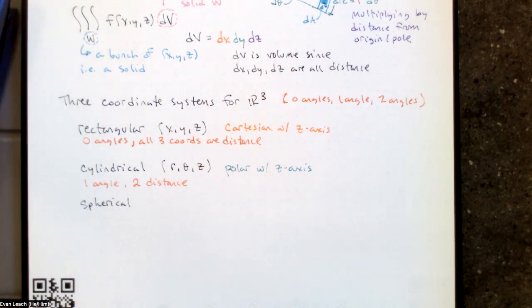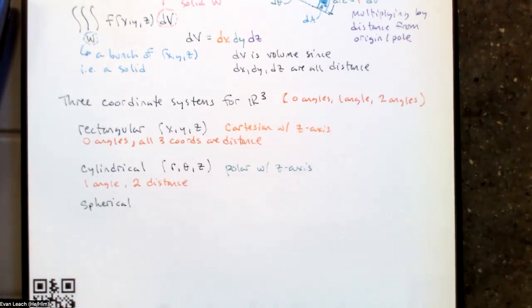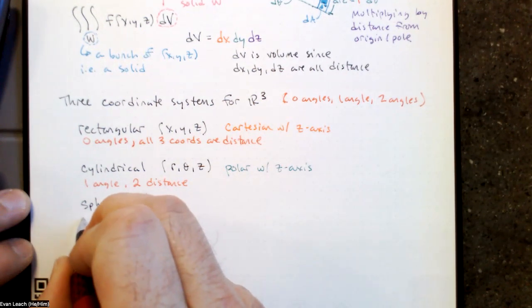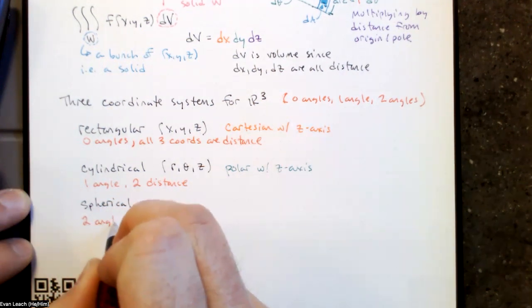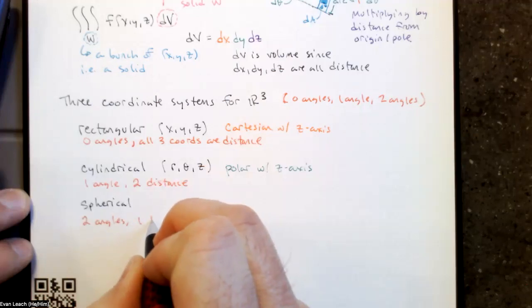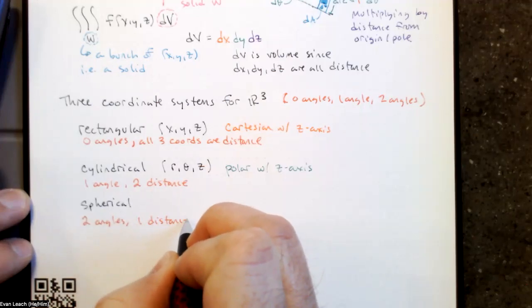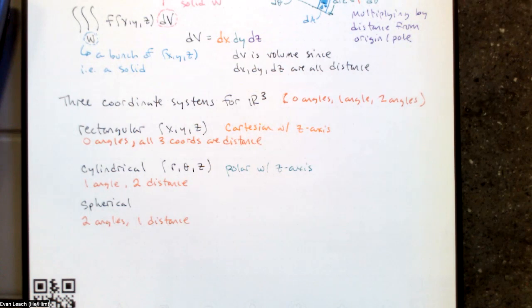Spherical coordinates are very different than the other. We only have one common coordinate. Only one of these coordinates carries over. In spherical coordinates, we are using two angles and one distance. That's the organization. It's just two angles and one distance. That's why we got these different coordinate systems, and they're separated by the number of angles that they're using as coordinates.